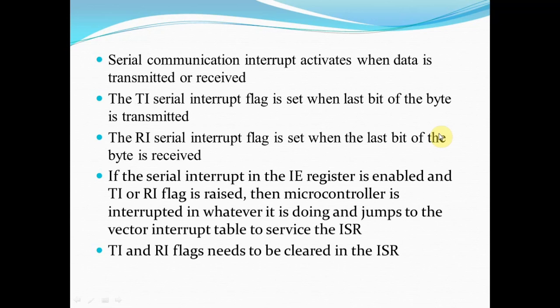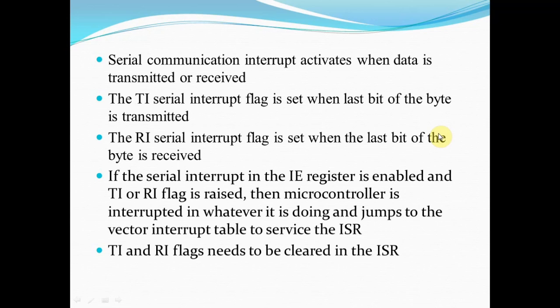There are basically two flags. One is the TI flag, which is called the serial interrupt transmit flag, and the second is the RI flag, which is for reception. So when any one of the flags, either TI or RI, becomes equal to 1, then the serial communication interrupt will be generated, and a signal will be given to the microcontroller, and then the microcontroller will run the corresponding service routine, and the particular task will be executed.